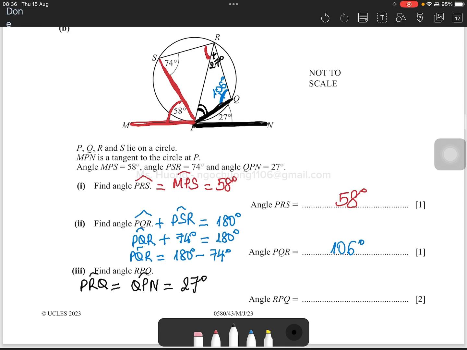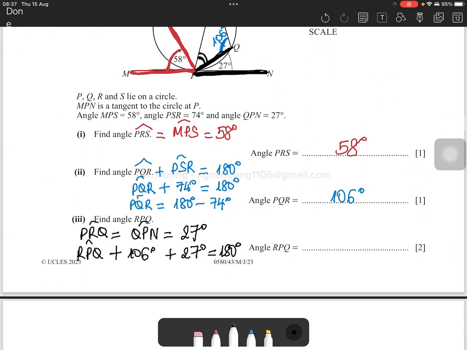Now to find the angle RPQ, we will look at the triangle PQR. This one plus 106 degrees plus 27 degrees add up to 180 degrees. So to find the angle RPQ, we subtract 106 and 27 from 180. So the answer is 47 degrees.